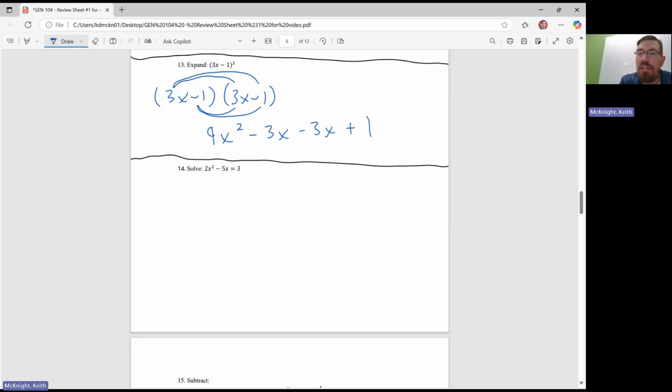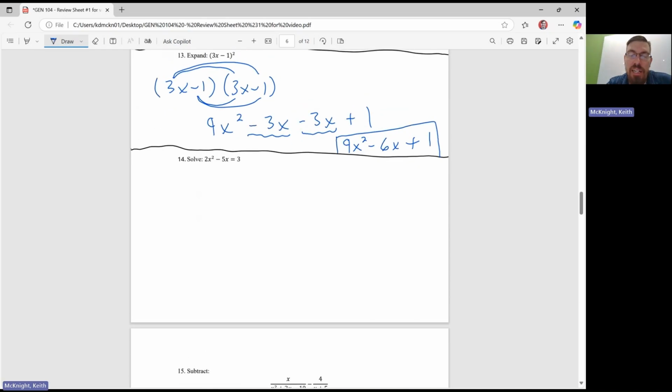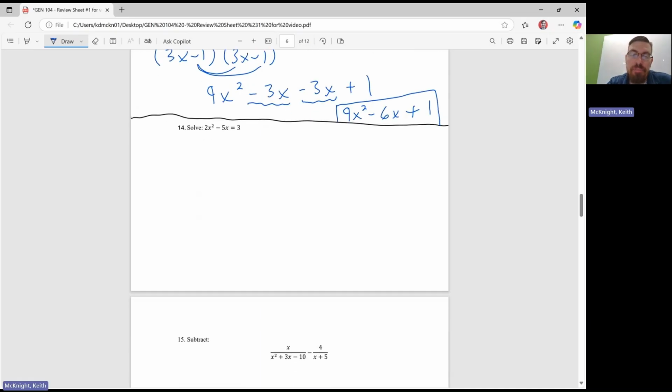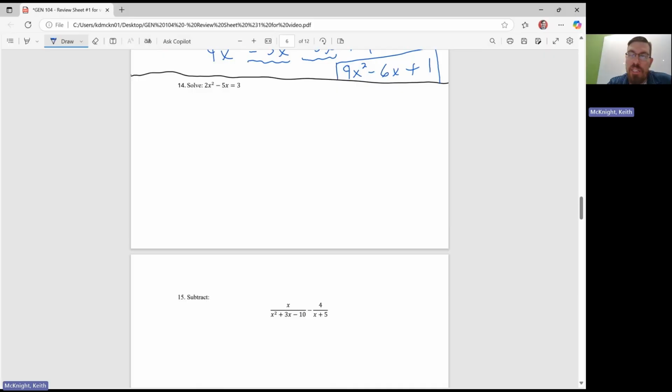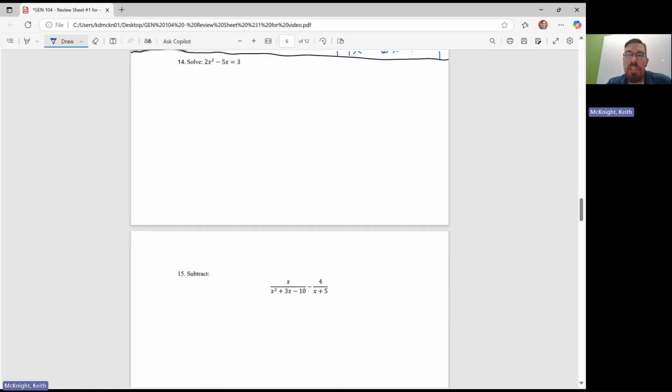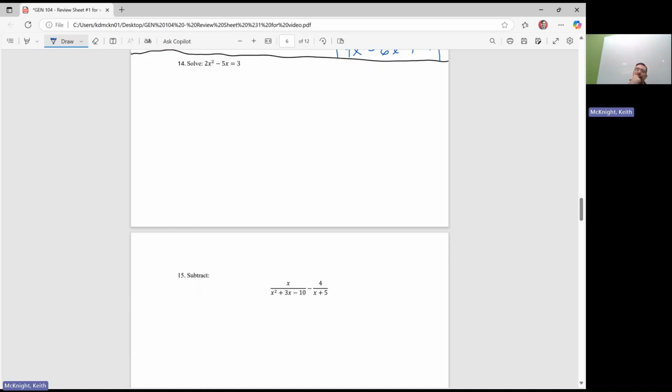Now, again, we're going to combine like terms. So we have our two x terms in the middle that we can combine. So our final answer will be 9x squared, because it does not have a like term with it. But negative 3x minus 3x is going to be negative 6x. And then we still have our plus 1. So we get our final answer of 9x squared minus 6x plus 1. And again, that one's easy to miss, especially if you get lazy. Make sure you actually work it out, because otherwise that's an easy one to fall for a trap on.